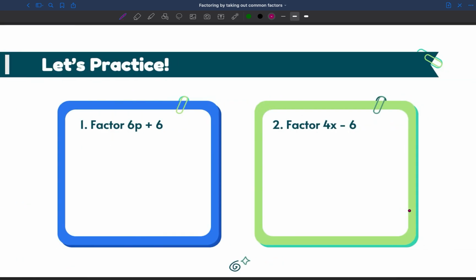We're going to look at number 1, some practice problems. It says factor 6p plus 6. If you want to take some time, go ahead and try factoring this on your own, and we'll come back and see if we have the same answers.